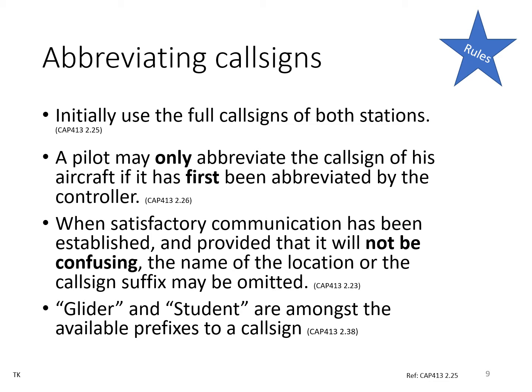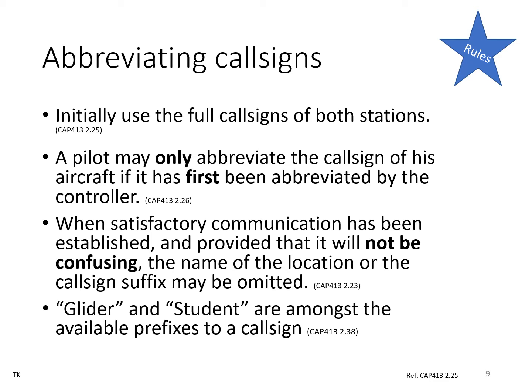So when can we use abbreviated call signs? For us, using our call sign, the answer is only when the controller has already abbreviated it. So at that point, glider Golf Alpha Bravo Charlie Delta becomes glider Charlie Delta. When using the airfield call sign, we can drop all or part of it when it's not confusing, which usually means after the first call. That's because all calls on the frequency not from the controller are directed towards them.